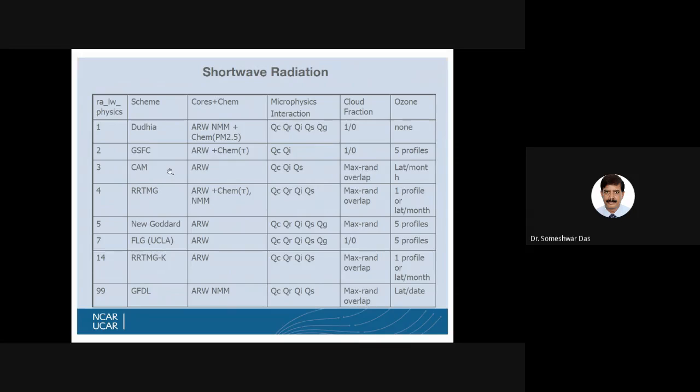For CAM, which is available only for ARW, there are three cloud microphysics parameters available to interact with the shortwave radiation, and so on. You can just read all these things in this table yourself, and then decide which scheme you want to select for the shortwave radiation parameterization.